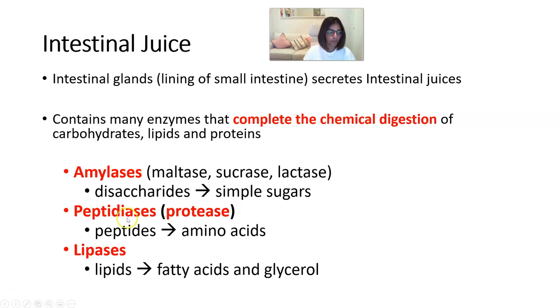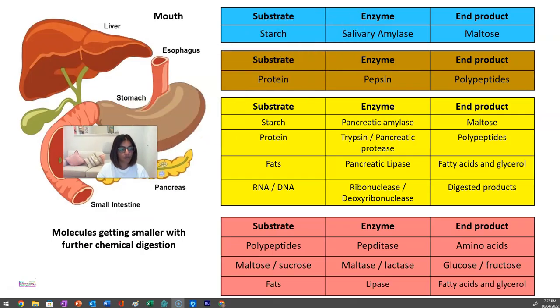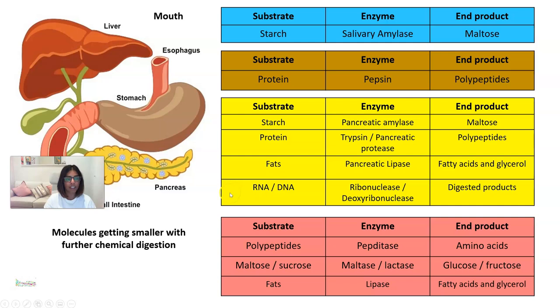Peptidases, which are protease enzymes, will further completely digest peptides or polypeptides into amino acids, while lipases will further digest lipids into fatty acids and glycerol. Here is a summary table of what's happened at each stage in the alimentary canal. First of all, if we look at the mouth, we have the substrate starch, which is digested by salivary amylase into maltose. In the stomach, we have the substrate protein, which is broken down by pepsin into polypeptides.